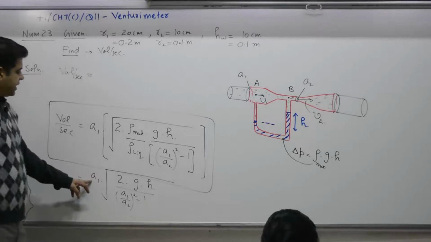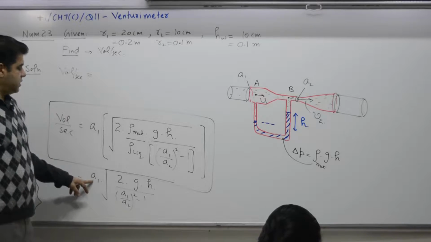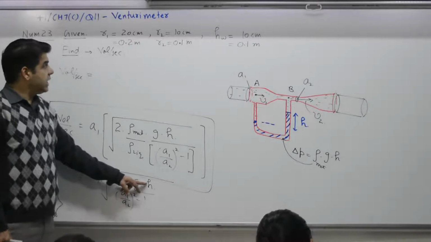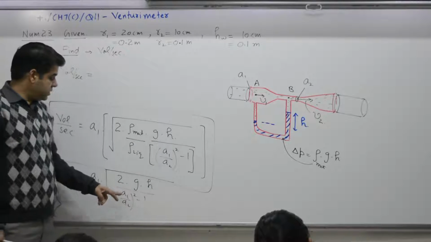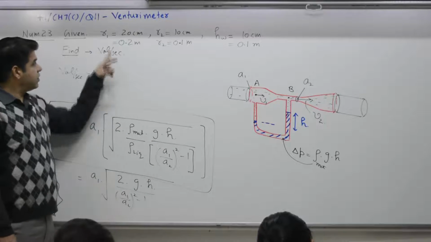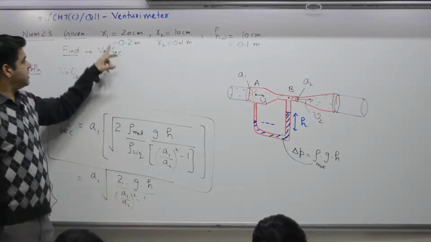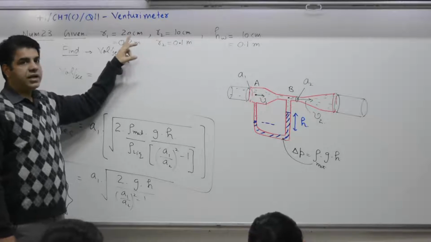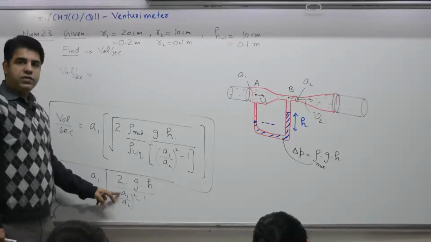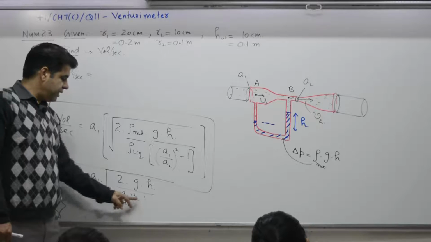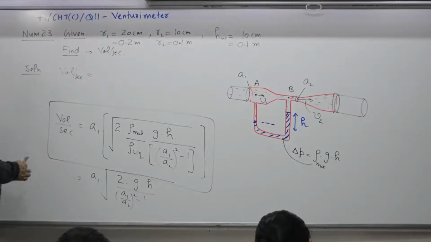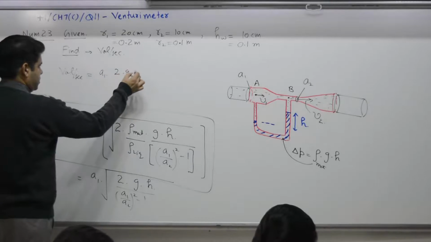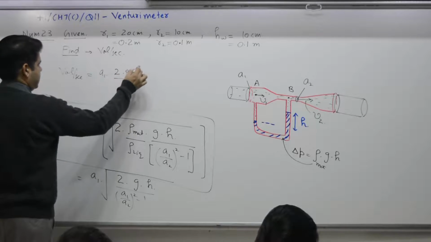A1 is equal to pi R1 square, 2G, 9.8, approximate value 10, H, 0.1 meter, and the A1 by A2 ratio. This ratio is how much? R1 by R2 is 2 is to 1, so A1 by A2 will be 4 is to 1. That is, this value is 4 minus 1 is 3. So we will get A1 under root 2GH by 3.